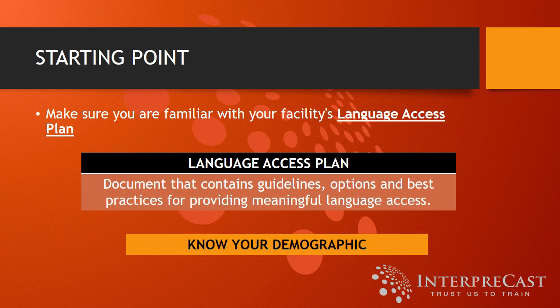First, familiarize yourself with your organization's language access plan. By law, every organization that receives federal funding must have a language access plan. This document contains the guidelines, options, and best practices for procuring language resources and providing meaningful language access. The most important thing you need to know for an effective language access plan is your demographic. Your demographic gives you a better understanding of the LEP population you will be working with.